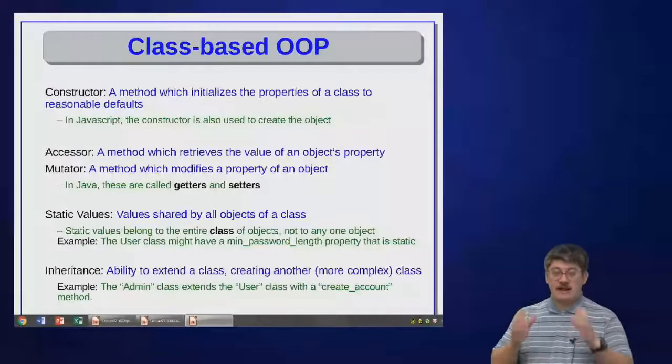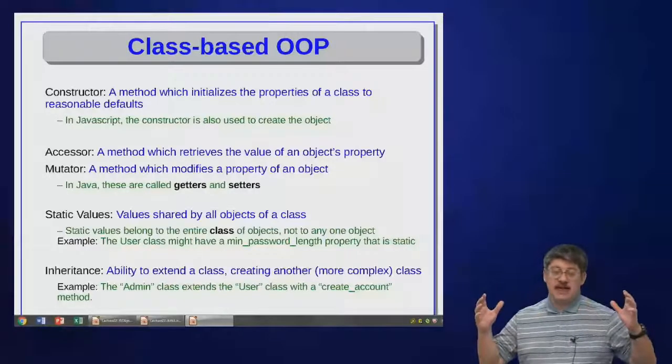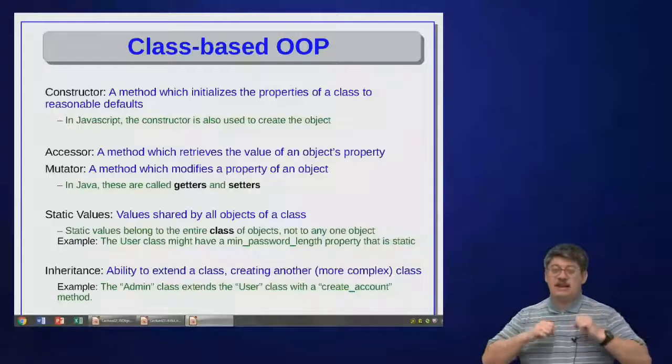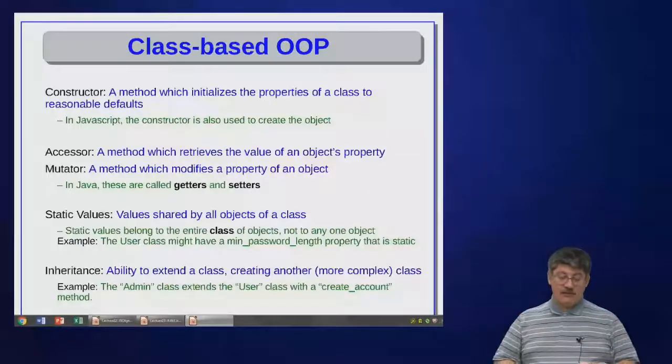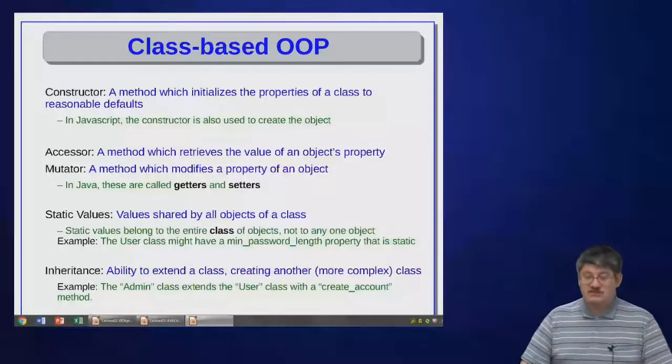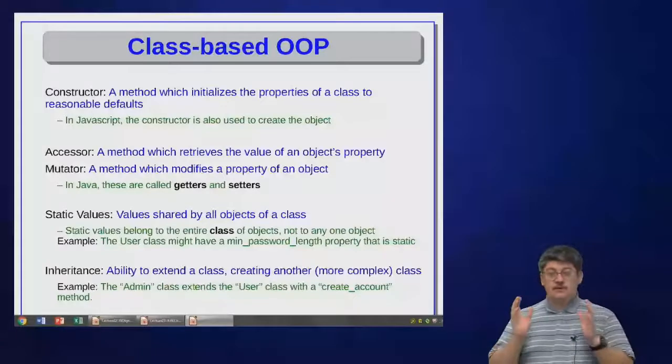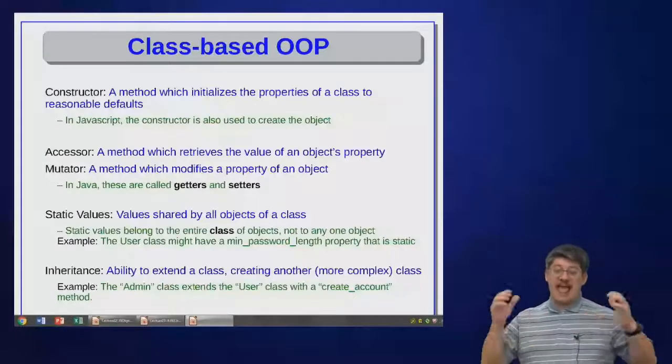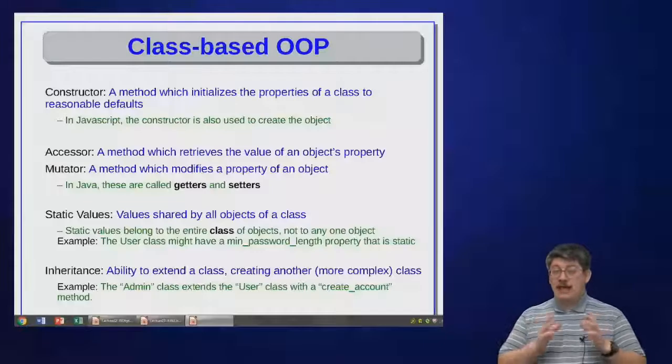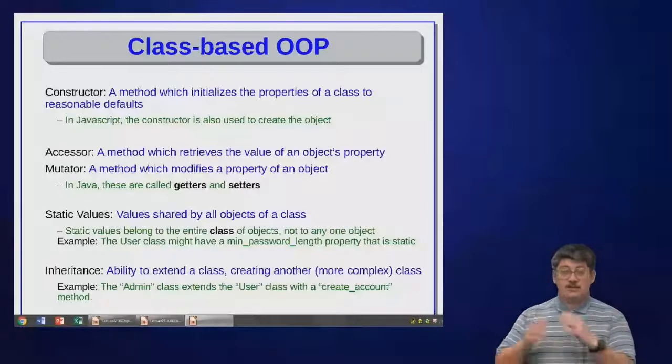So for example, I might have a user class, and I might extend the user class to create an admin class that has more power. The admin has properties that the user doesn't have. It has methods that the user doesn't have. For instance, it might have a create account method. Normal users can't create new accounts, but admins can. But admins also have all the properties of a user. An admin has a username and a password and a check password method.